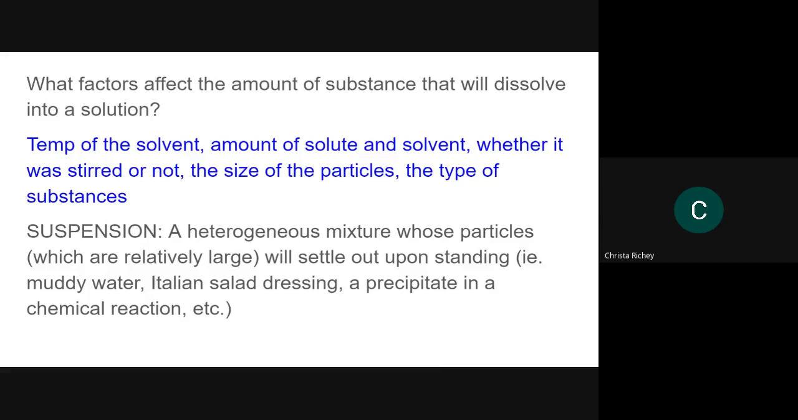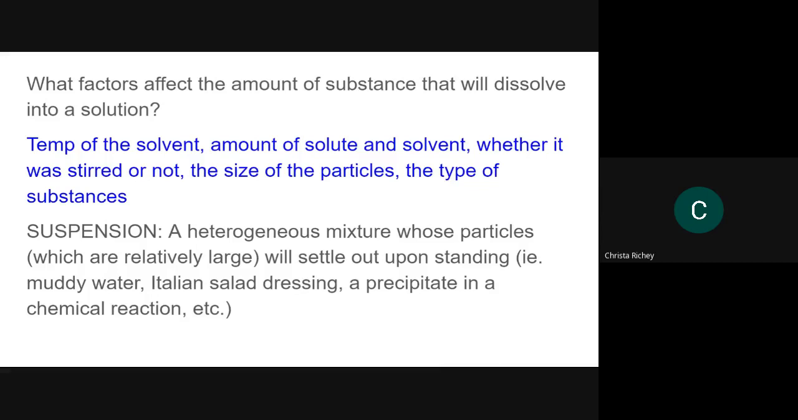Suspensions. We have to go through suspensions and colloids. Wow, there was a lot on this one. I really wish they would have broken this up into two. And the last one, because we're running out of time. Anyways, a suspension has large particles that will settle over time.